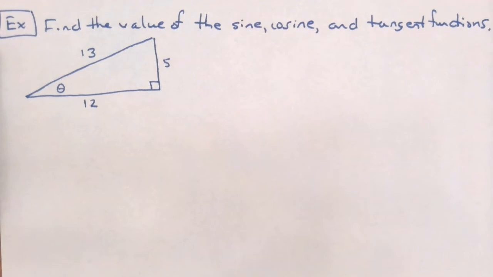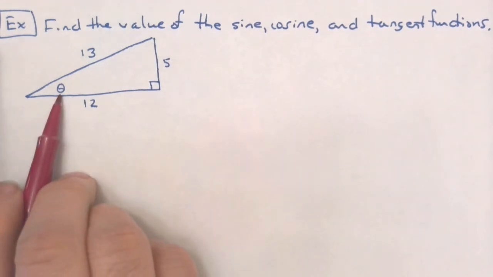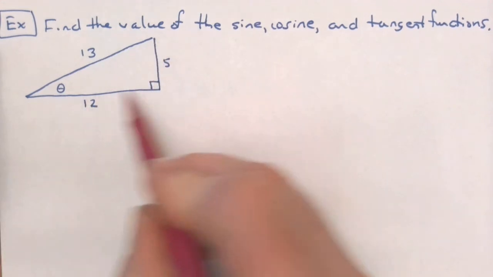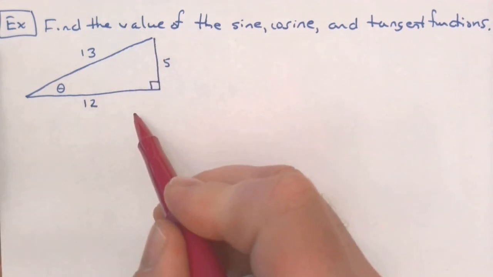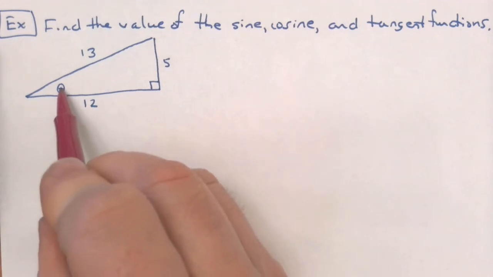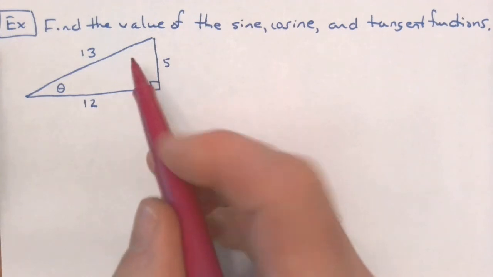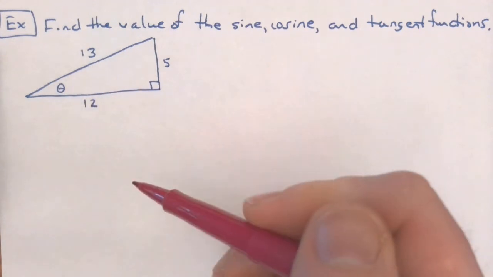To find the value of sine, cosine, and tangent of a right triangle, we need to identify where our angle theta is. Theta will be one of the two acute angles. So here's our symbol for theta. The two legs that form the right angle are going to be either opposite, straight across from theta, or adjacent to theta, right next to theta. And then the other side is your hypotenuse.